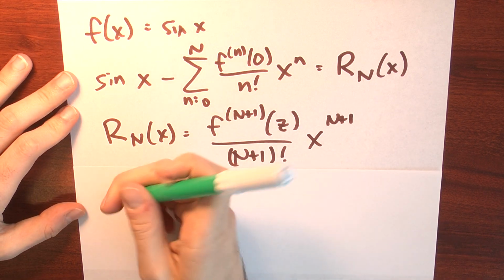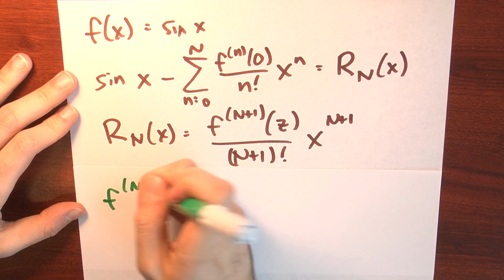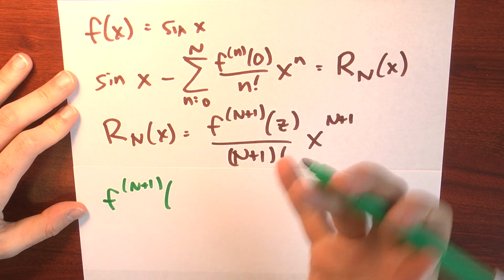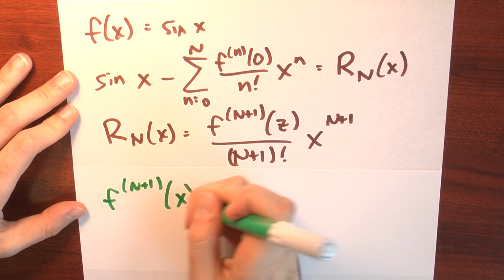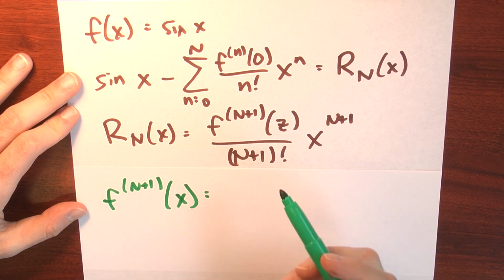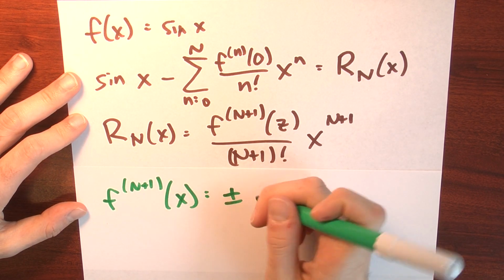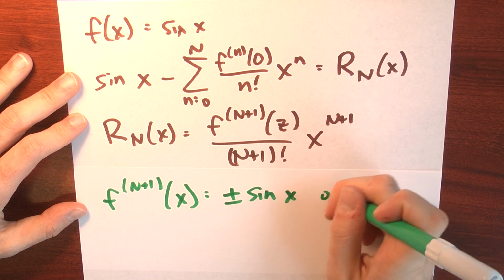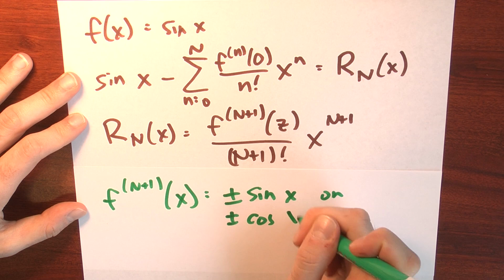But I know something about how big the big N plus 1th derivative of f is. Well, I don't know anything about big N, but I know that if I were to differentiate sine any number of times, it doesn't matter how many times I differentiate sine, I'm either getting plus or minus sine, or maybe I'm getting plus or minus cosine.